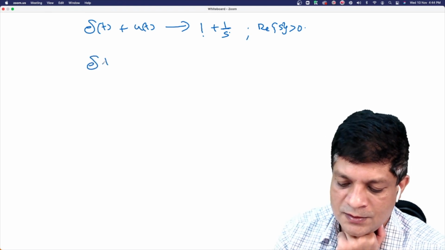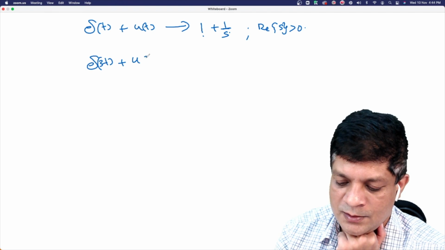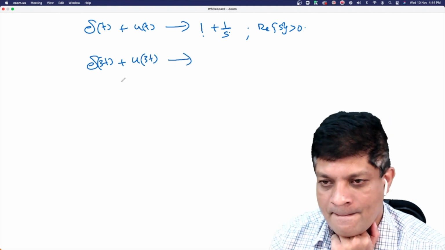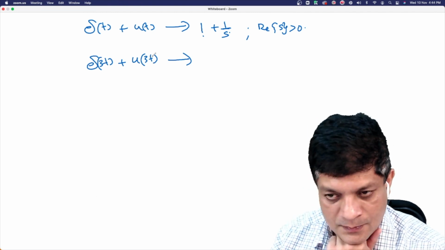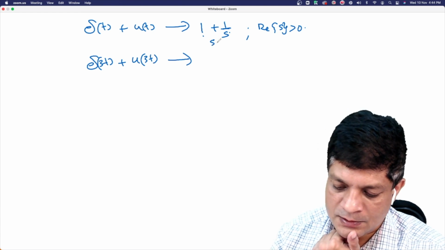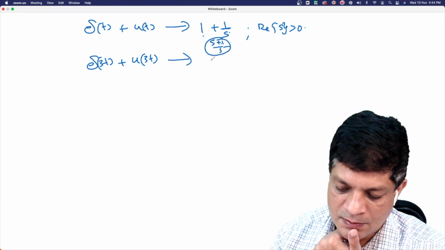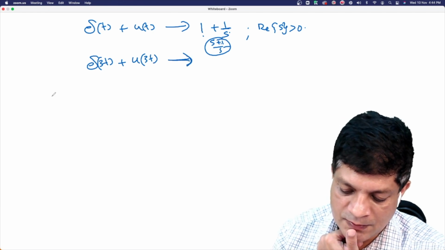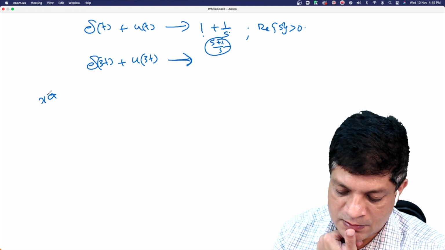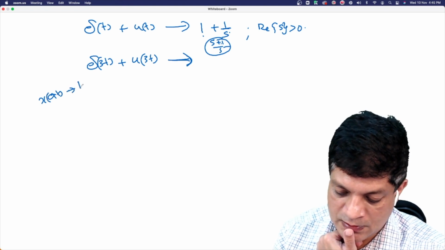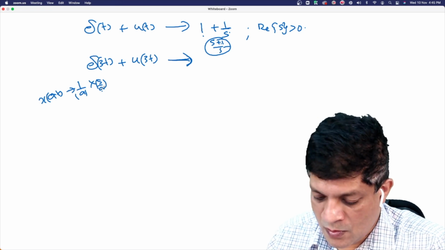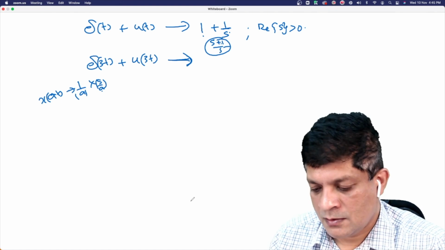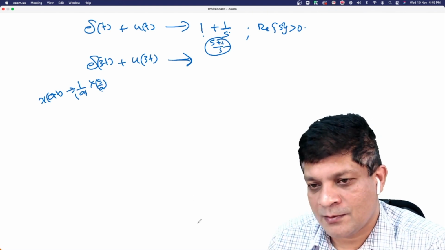Now, what about this? Next question, delta 3t plus u 3t. Can you use some property here? So this would be s plus 1 by s, isn't it? What about this? What is the scaling property? X of at is what? I think it is 1 upon mod a times X of s by a. So using the scaling property you will get the answer.